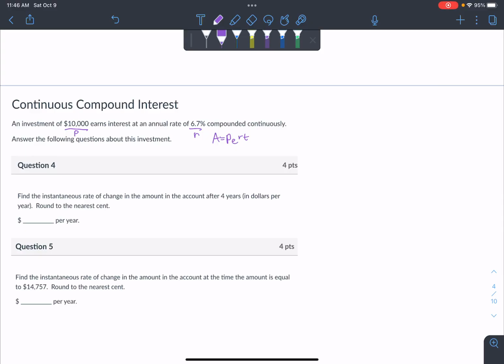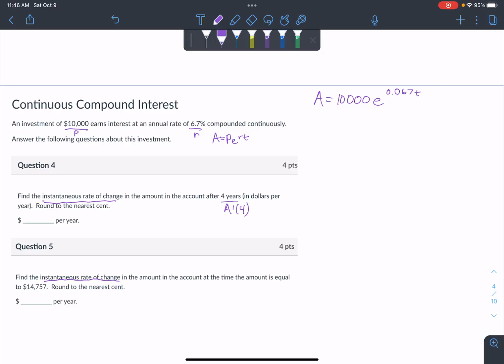All right, so let's look at the questions. It looks like we're dealing with instantaneous rate of change. That should automatically give you a hint that we need to take the derivative of A. So let's first form A. A is equal to 10,000, that's my principal, times e to the power of my rate as a decimal, 0.067t. That's my amount equation. And we want the instantaneous rate of change for the amount in the account after 4 years. So we want A prime of 4.